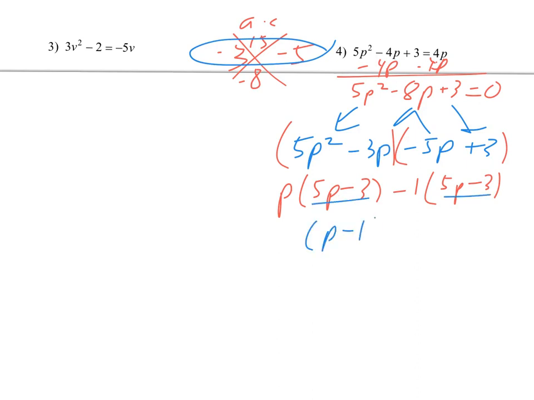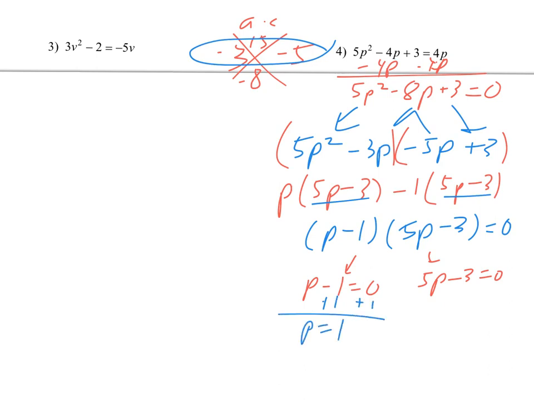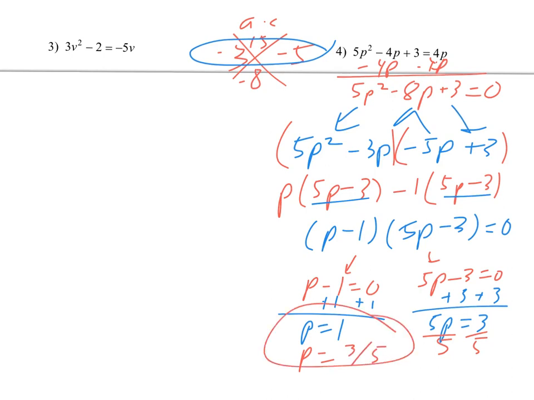So now I'll make one parentheses for the stuff outside, which is p minus 1, and then one parentheses for the stuff inside, which is 5p minus 3. And so that's equal to 0. So now I'm going to split this up, set those equal to 0 individually, and solve. On this one, I'm going to add 1, and so I get p equals 1. And now I'm going to add 3 on this one. Divide by 5, so p equals 3 over 5. So those will be my two answers right there.